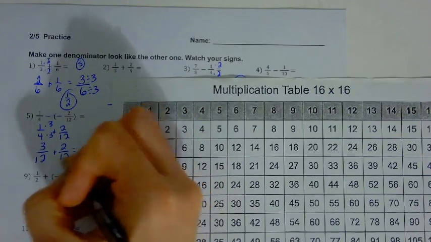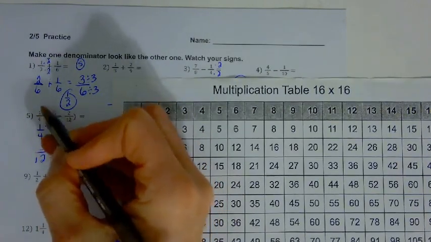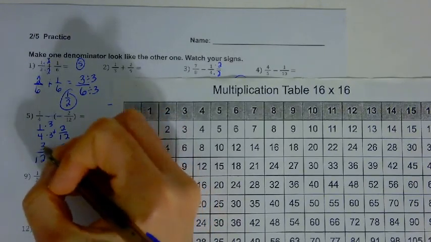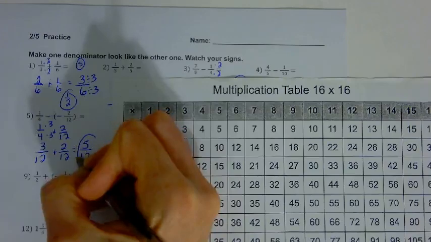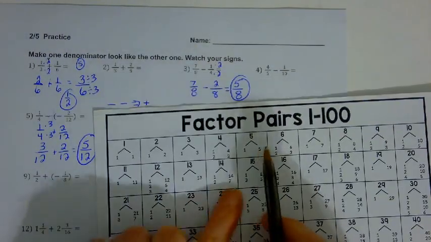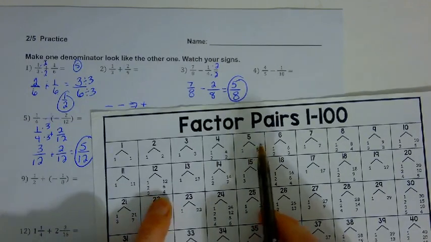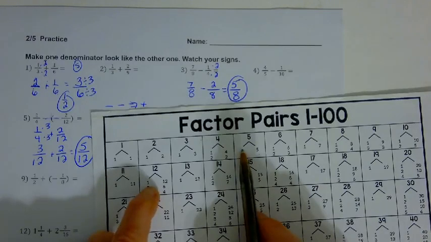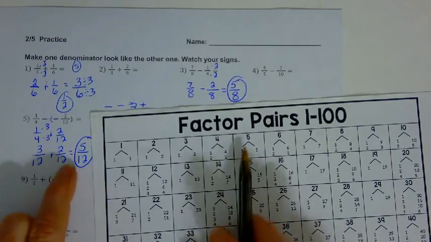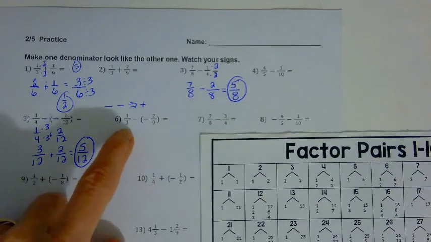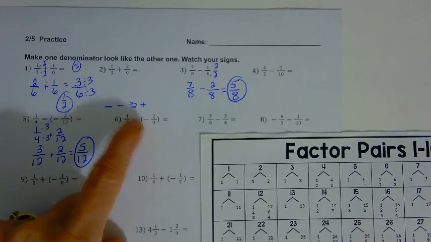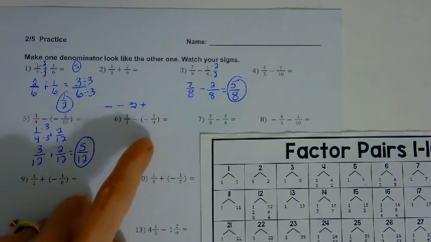And now the denominators are the same. We made this fraction have 12ths on the bottom. So the bottom is 12, and the top is 3 plus 2 is 5. And we're done. 5 and 12 do not have any common factors, in case you didn't recognize that. The only common factor they have is 1, and we don't need to use 1, so we don't count the 1. Okay, so you're going to try number 6. Remember that double sign there becomes a plus. And then you're going to make that 3 look like the 9.